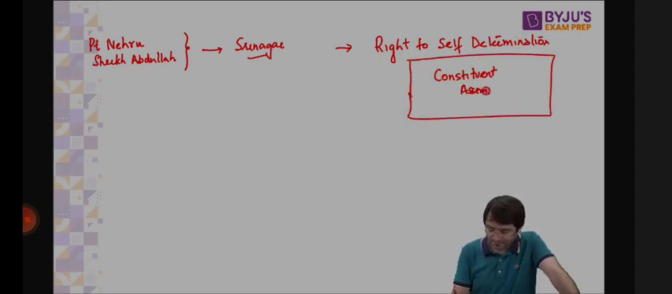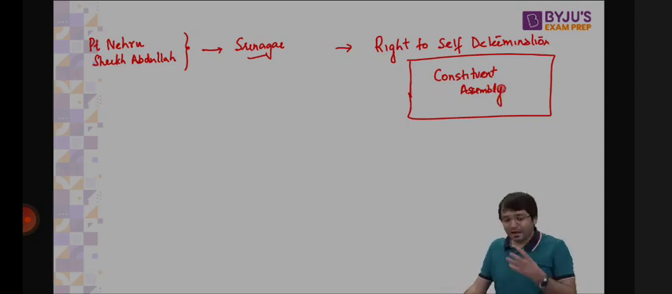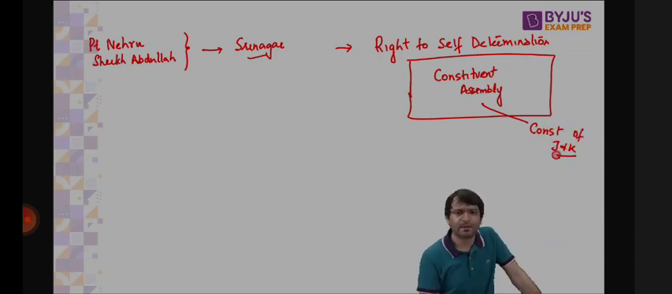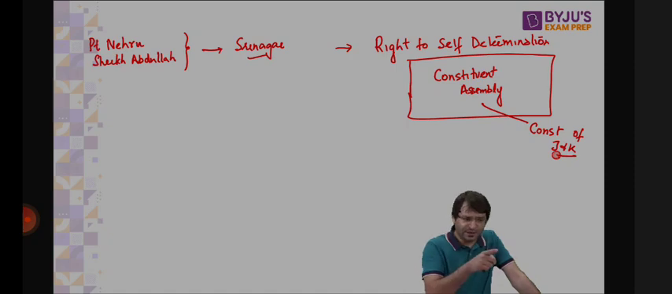What is a constituent assembly? A group of people whose job would be to write, to draft the constitution of Jammu and Kashmir. Pandit Nehru was asked, what are you doing? Pandit Nehru said, look at what the United Nations is saying. The United Nations is saying that the people of Jammu and Kashmir will get to decide whether they want to join India or Pakistan. We have to convince the world community that the people of Jammu and Kashmir want India.